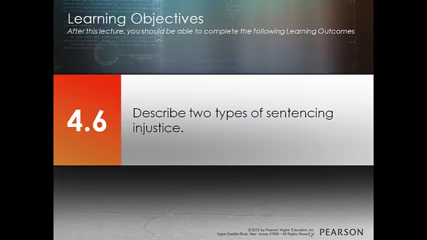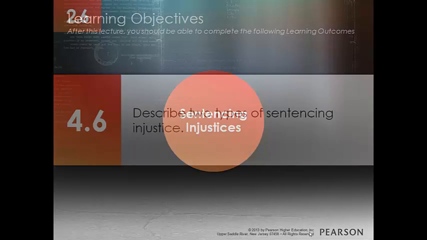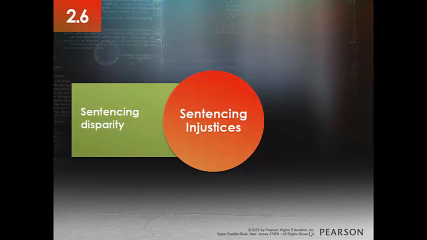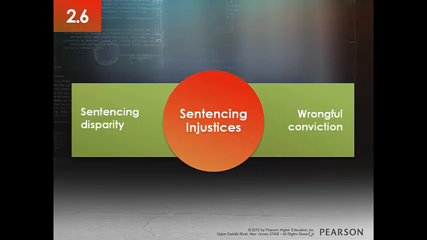Two types of sentencing injustice stand out. Sentencing disparity, a type of injustice in which the sentencing policy has the unintended effect of targeting a population group, often a minority group, and resulting in members of that group being disproportionately represented among persons in the correctional system. And wrongful conviction, which is a type of injustice wherein a person is convicted and punished for a crime they did not commit.